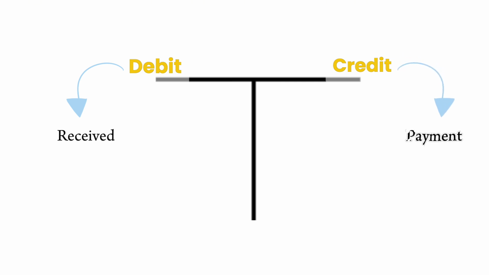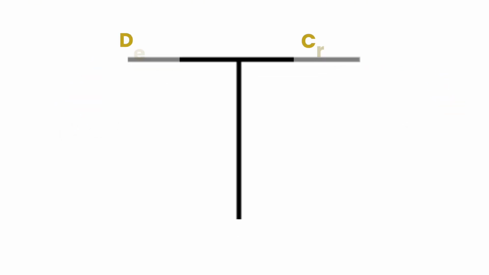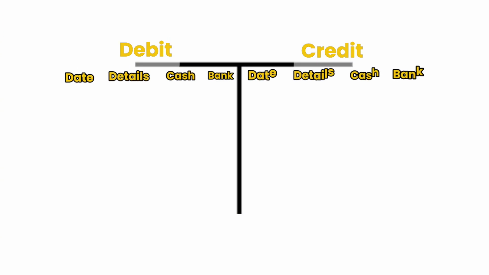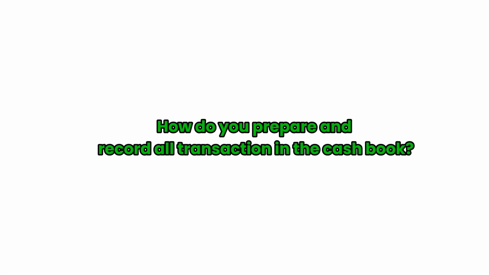The format for a cash book is divided into two sides, the debit side and the credit side of the T account. The debit side means that the business received money, while the credit side means that the business made payments. In the T account, we label the date of the transaction, the detail, the cash column, and the bank column on the two sides of the account.